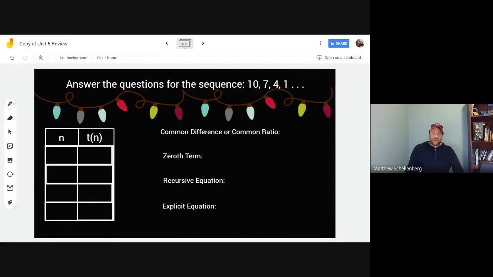So here are some questions that are kind of like what you're going to see on the test. How do you fill in this table? Well, the left side, you always just count up from 1. 1, 2, 3, 4. And what is the t of n? Those are just the output values. Those are like, if n is 1, what's the first term in the sequence? Well, it's 10. If it's 2, what's the second term in the sequence? Well, that's 7. If it's 3, what's the third term in the sequence? That's 4. And if it's 4, that means what's the fourth term in the sequence?